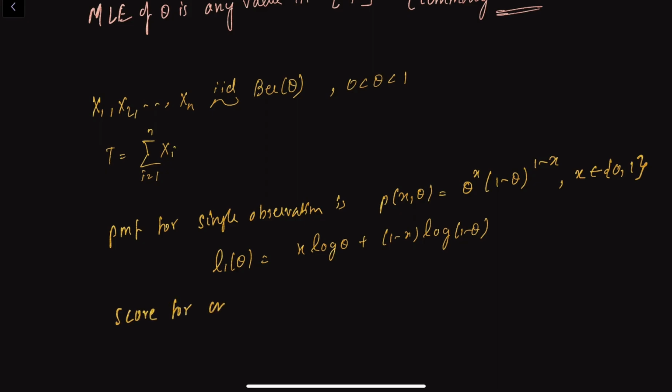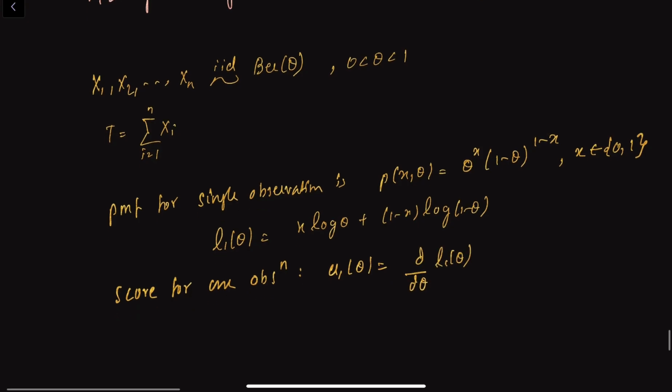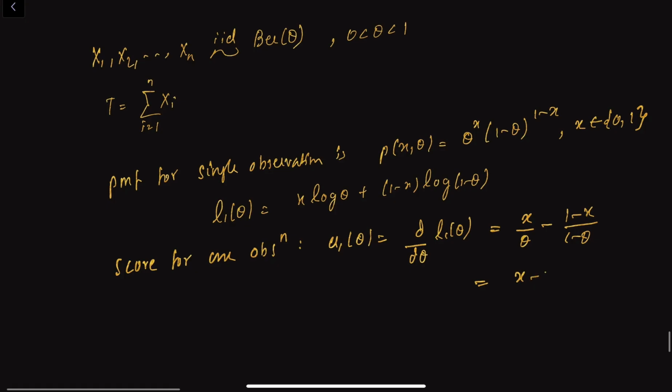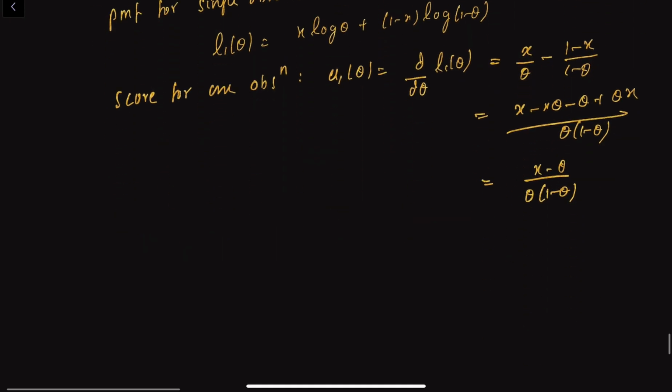So if I consider the score for one observation, that is U1(theta), the differentiation of this log likelihood. That is x by theta minus (1 - x) by (1 - theta). So x minus x theta minus theta plus theta x, over theta into (1 - theta). So the score would be (x - theta) by theta into (1 - theta).